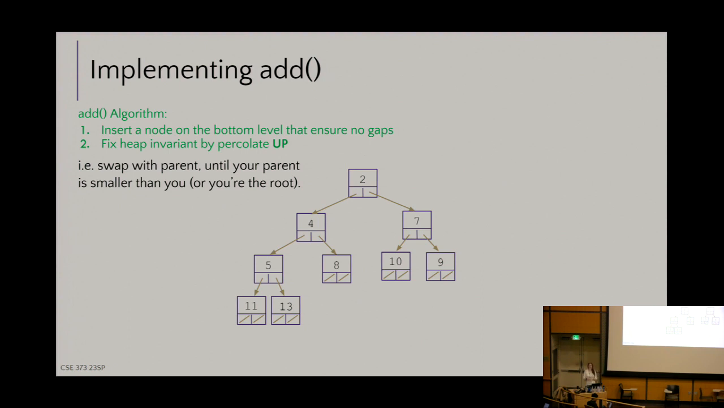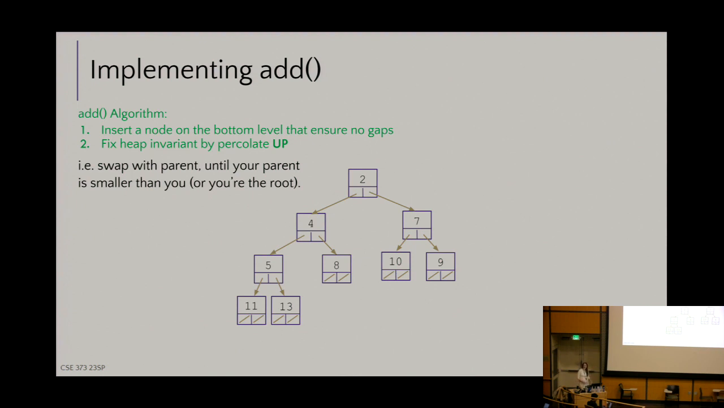At the end of lecture on Monday, we talked a lot about how to do remove min. If you remember, it was take the overall root, remove it, replace it with the bottom leftmost node, and then percolate down until the heap invariant is restored. But we didn't get a chance to talk about how to implement add.